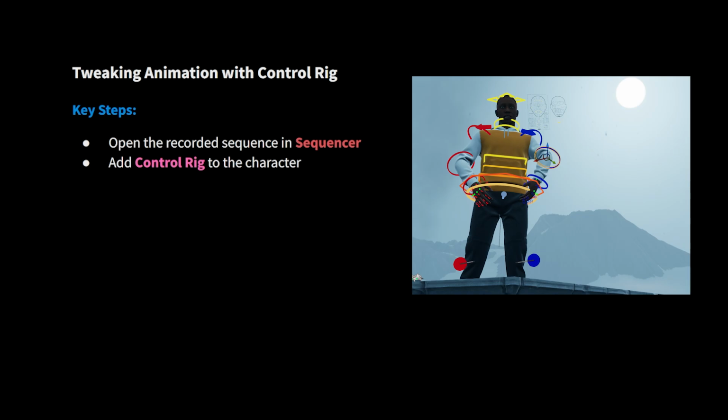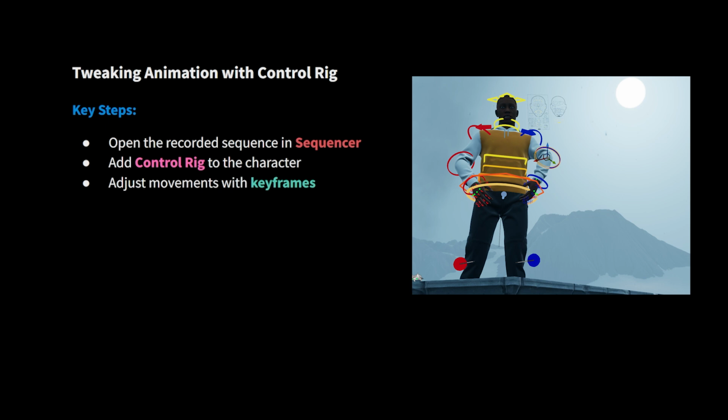To tweak the animation, you can open the recorded sequence in the sequencer. We will now use the control rig to tweak the animation for finer adjustments if it is needed. The MetaHuman character already has a control rig, so you can select it in the timeline and start animating. So you can use the control rig to adjust the character's movements when necessary.